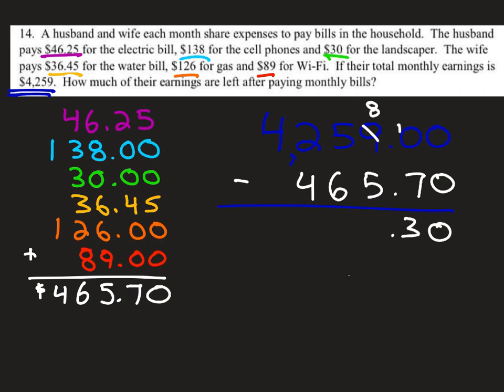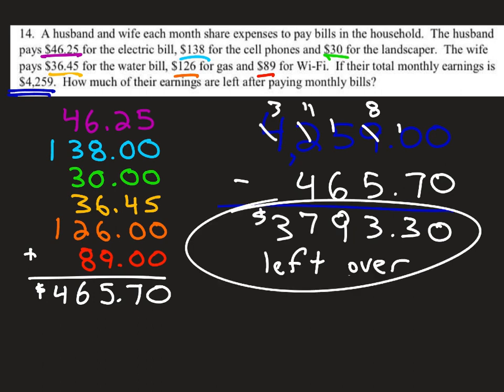8 minus 5 is 3. We can't do 5 minus 6, so we need to borrow again. This becomes a 1, this becomes a 15. We can do 15 minus 6 now, which is 9. Okay, and again, one more time, we have to borrow here, so this becomes a 3. This becomes an 11. 11 minus 4 is 7. 3, that's left over.